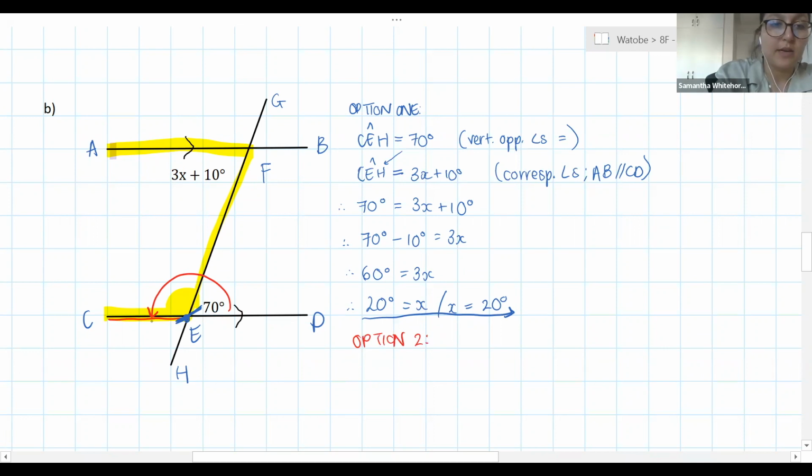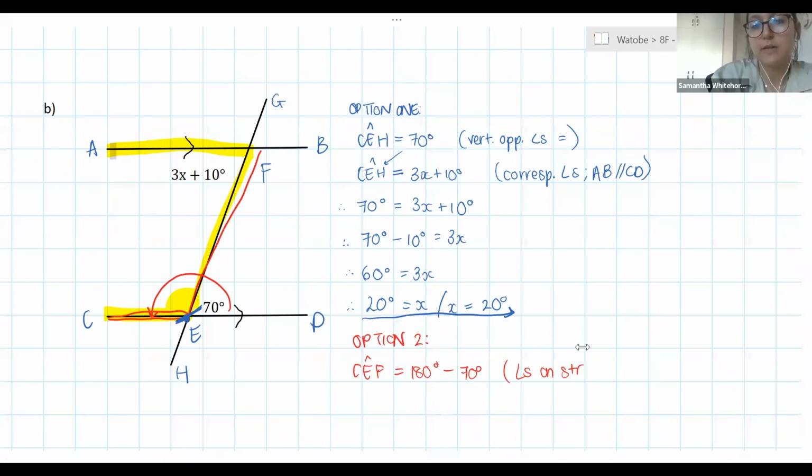we know that angle CEF, or you can say CEG, doesn't really matter, is equal to 180 minus 70 degrees, because angles on a straight line must equal 180. And so I know that angle CEF is equal to 110 degrees. So this angle in here is 110.